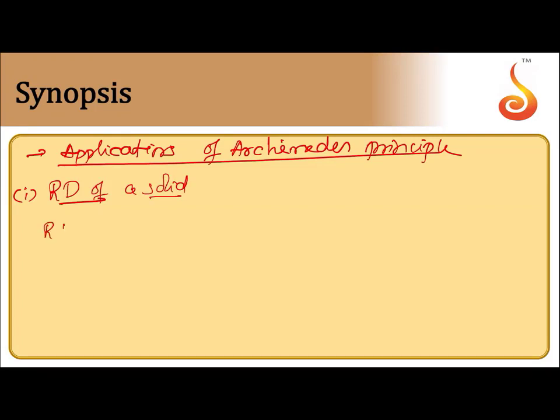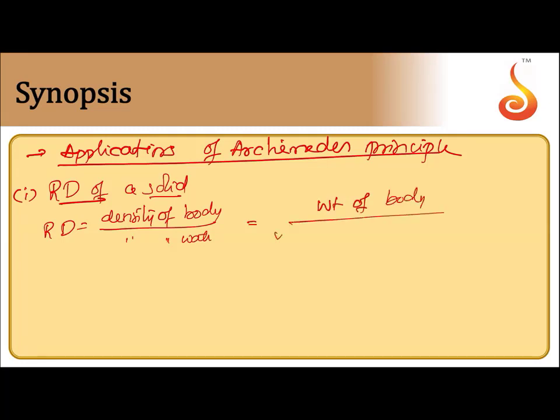You know, relative density is given by density of the object, density of the body, divided by density of water. So I am going to write this as weight of body divided by weight of equal volume of water. Further simplification, weight of body divided by weight of equal volume of water is nothing but upthrust.